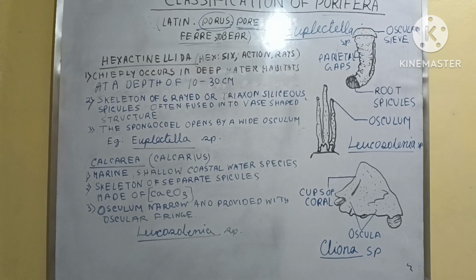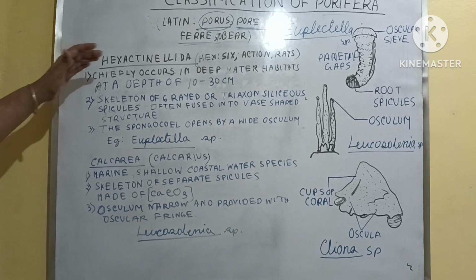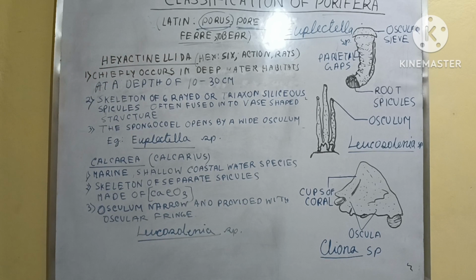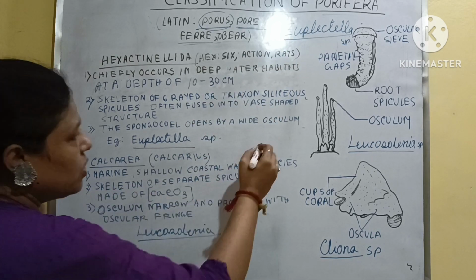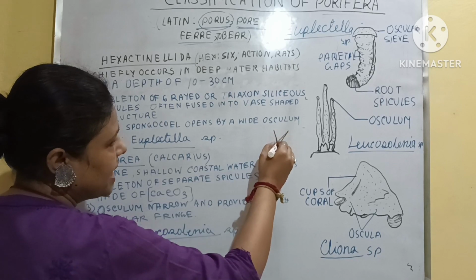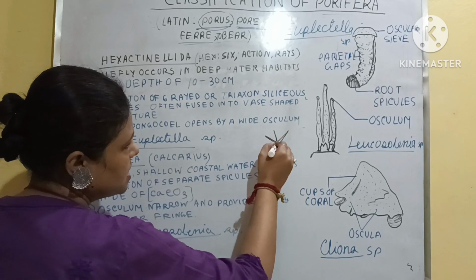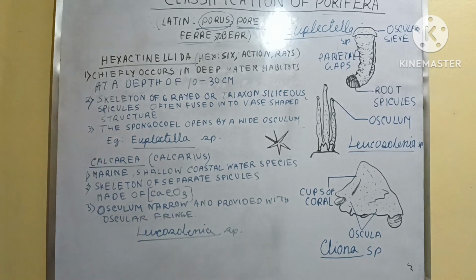So these are the 2 classes. One is the Hexactinellida and second one is the Calcarea. So what features we can see here? In case of Hexactinellida, hex means 6 and actin means rays. That means the spicules remain in 6 rays.